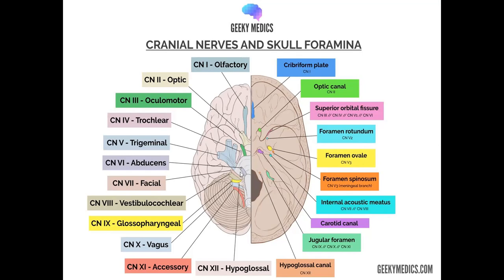Seventh is the facial nerve, in the internal acoustic meatus, and the eighth nerve is also in the internal acoustic meatus. Glossopharyngeal, vagus, and accessory nerves are in the jugular foramen. Cranial nerve 12 is in the hypoglossal canal. This is the hypoglossal canal.